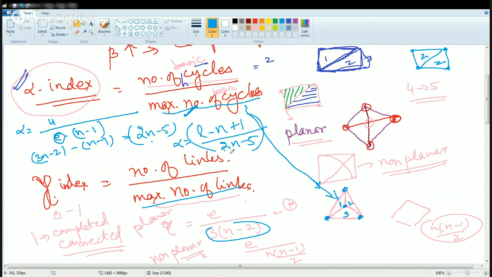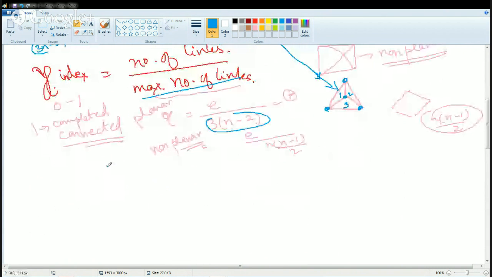Now if I put the values here and solve, I would get 3. So the maximum number of basic cycles, if I put n as 4, my value here would be 2 into 4, that is 8, minus 5, that's 3. So my maximum number of basic cycles can be 3. If I have 4 points, I can arrange them in such a way that I attain a maximum of 3 simple cycles. So these are the 3 simple cycles that I attain, 1, 2, and 3.